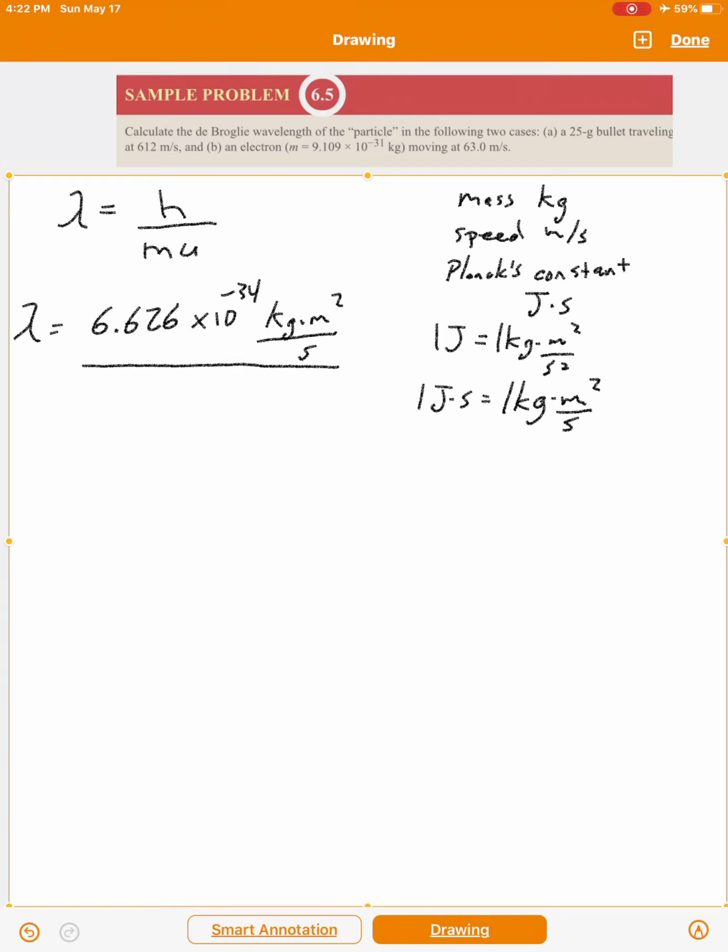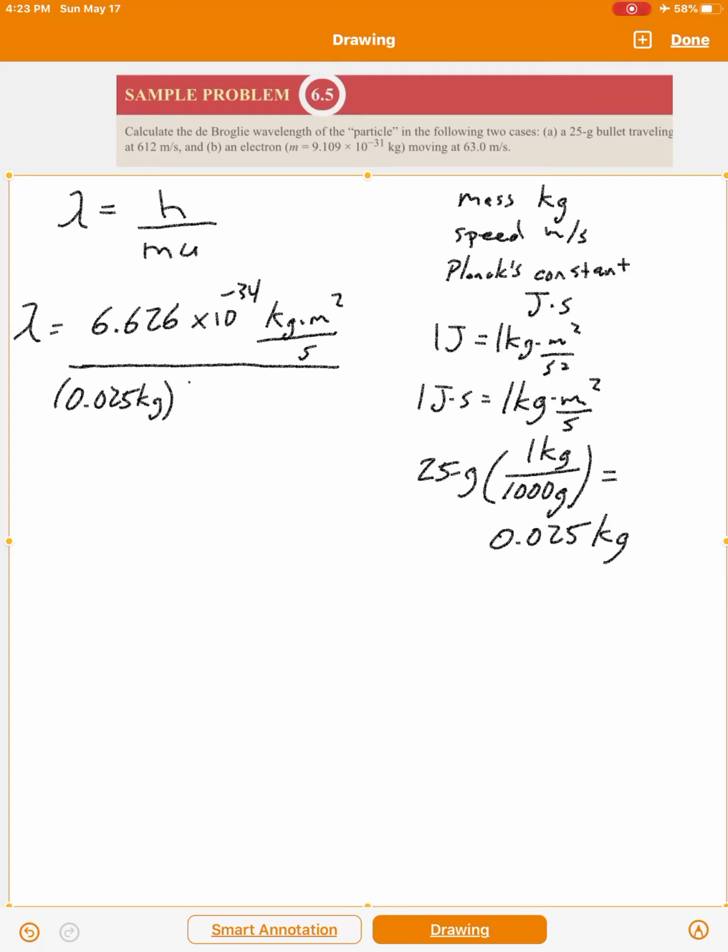Divided by, now we're doing part A. So part A is 25 grams. A kilogram is 1,000 grams, so this would be 0.025 kilograms. So I'm going to put that in here, 0.025 kilograms. And then the speed is already in the MKS system. It's already moving at 612 meters per second.